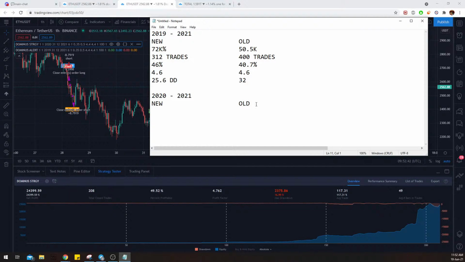So you can see in this case the old one has 24k, 208, 49.5, 4.7, and 17. Wait.